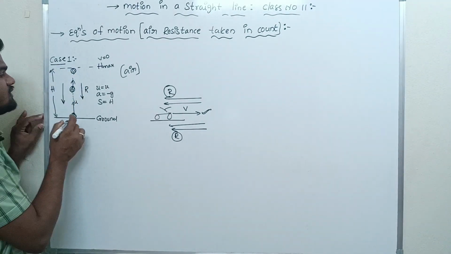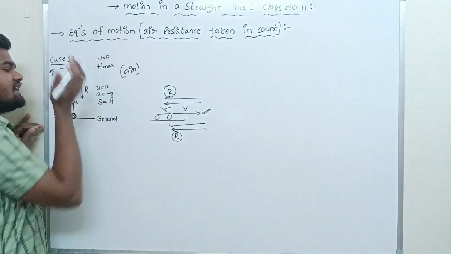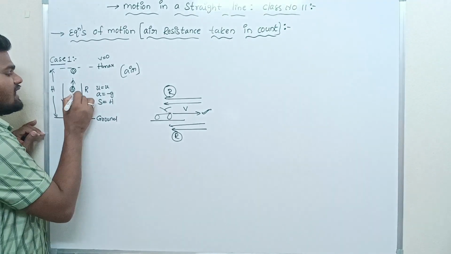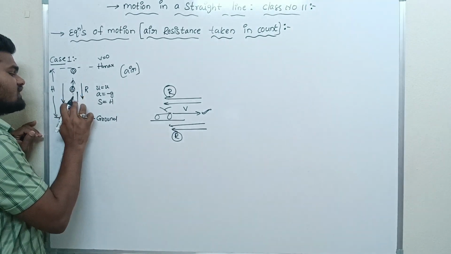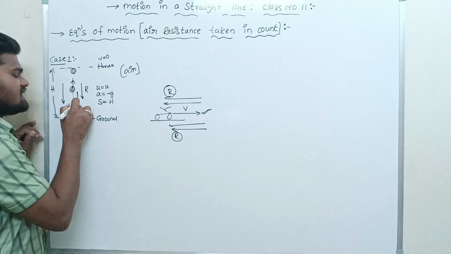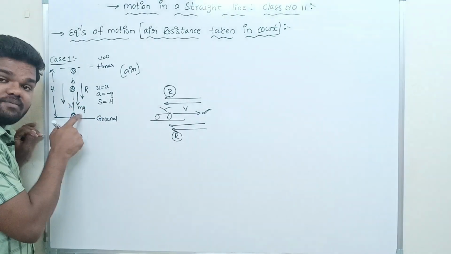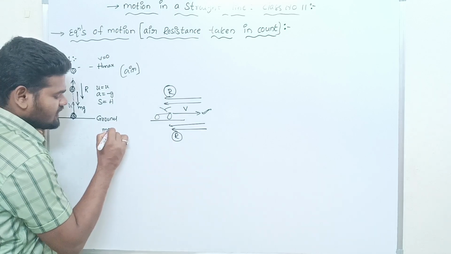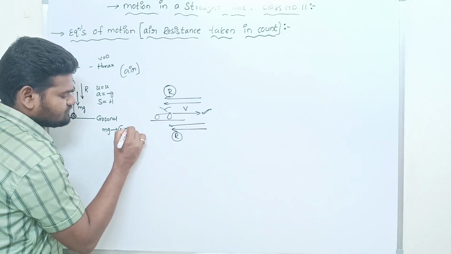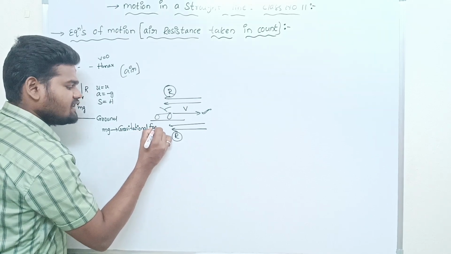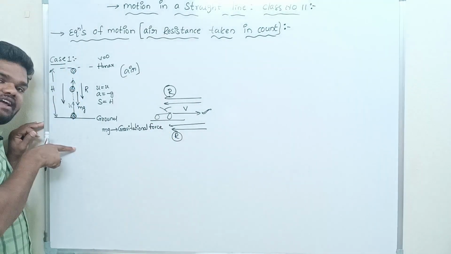Okay, so as we know, whenever an object is moving in an upward direction, or moving away from the ground, the gravitational force, F = mg, acts in the downward direction. So what is mg? It's the gravitational force. The gravitational force acts in a downward direction.